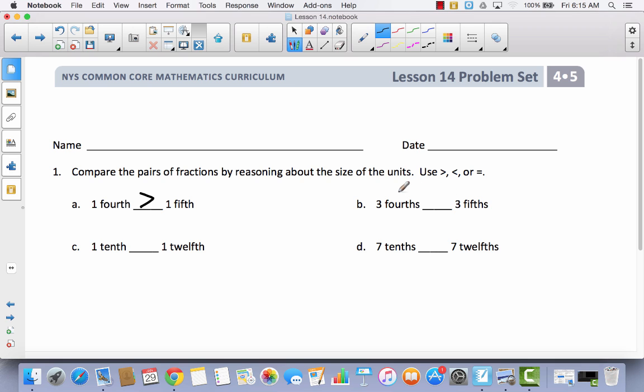Same thing if I have 3/4 and 3/5. Well, if a fourth is bigger than a fifth, then if I have 3/4, that's going to be greater than 3/5 because my numerator is the same.